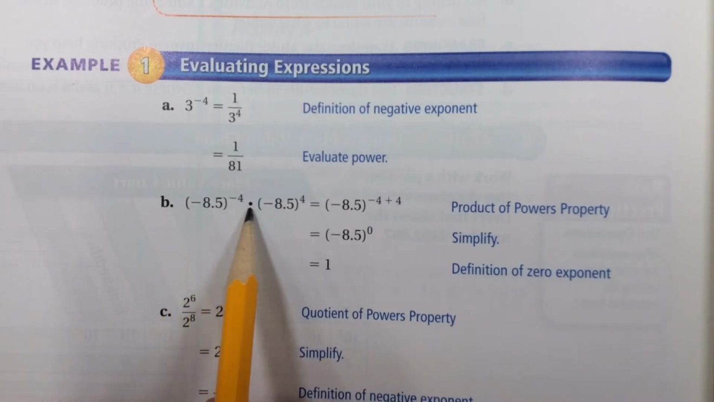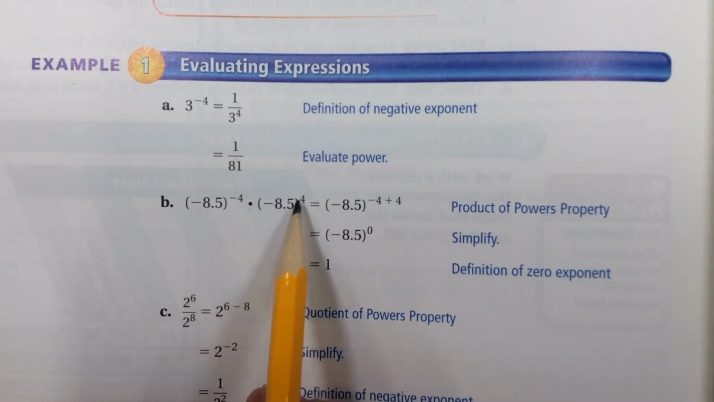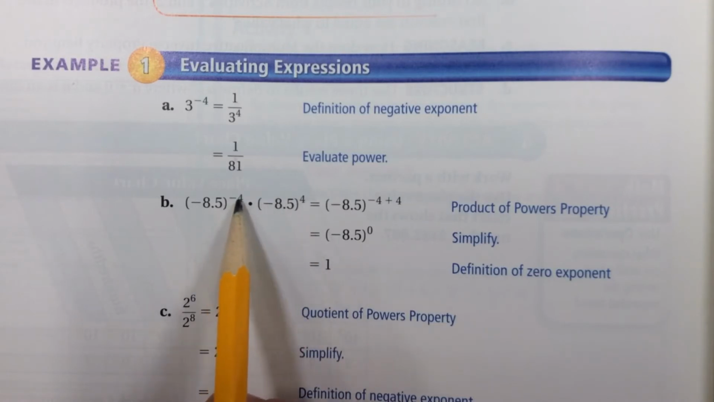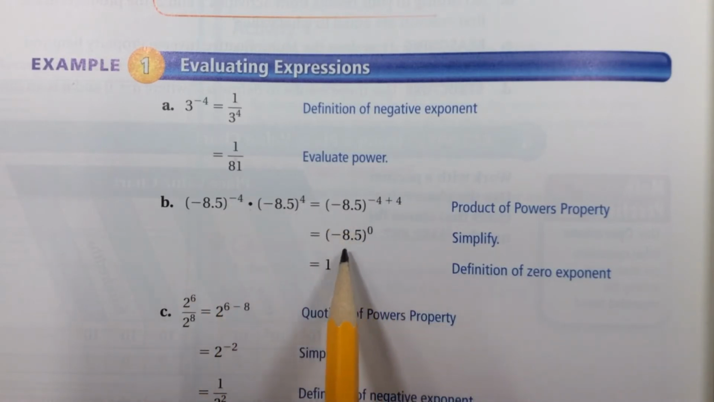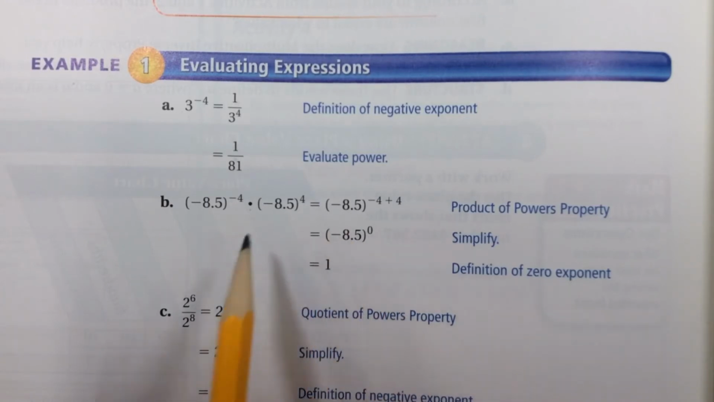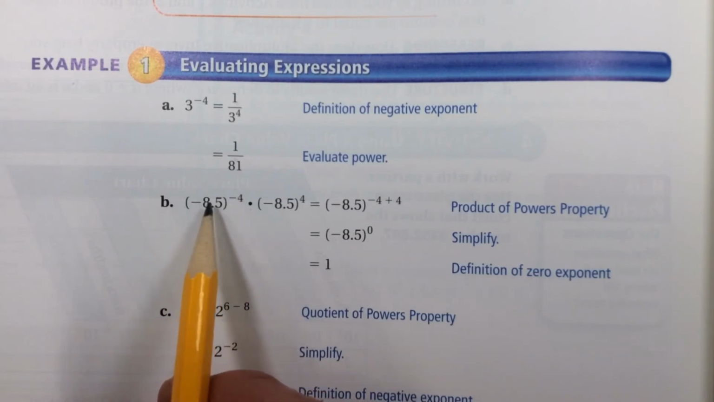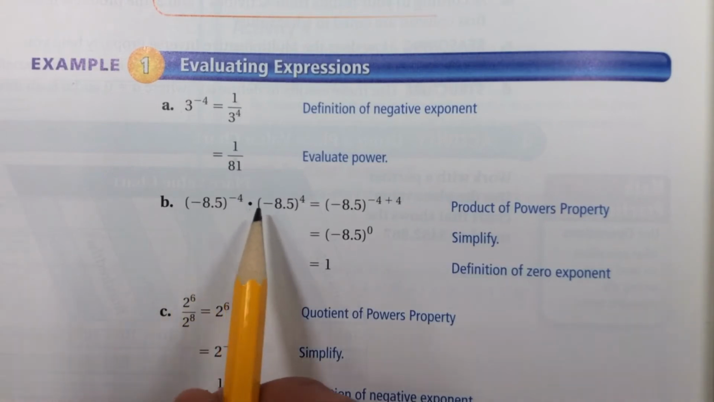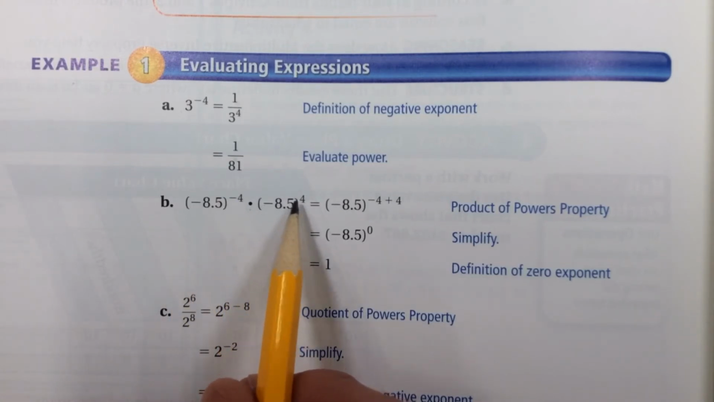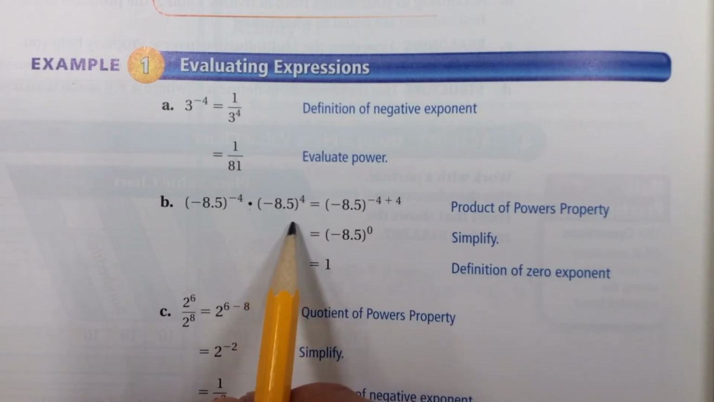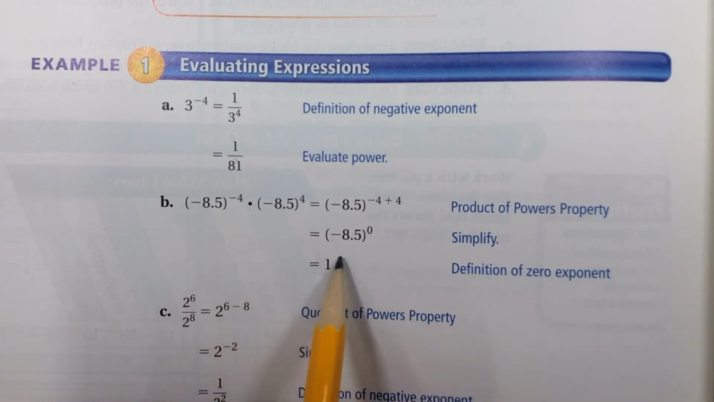Same kind of thing here, but we've got negative 8.5 in parentheses, important because of that negative, to the negative fourth power times negative 8.5 to the fourth power. Remember, we would add the exponents, negative 4 plus 4 gives us 0. So negative 8.5 to the 0 power, which is just 1. Another way we could have done this is this negative 4 means we could have moved this to the bottom of the fraction bar, and then we would have had negative 8.5 to the fourth power over negative 8.5 to the fourth power. Anything over itself equals 1. So both ways, we would get an answer of 1.